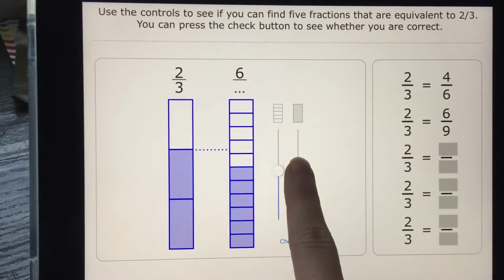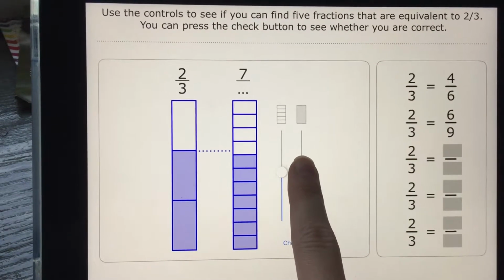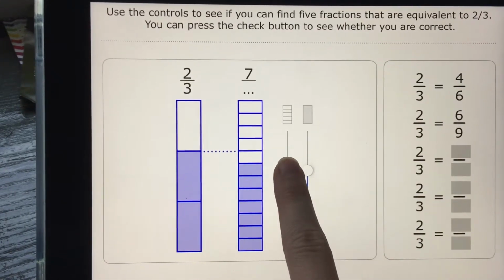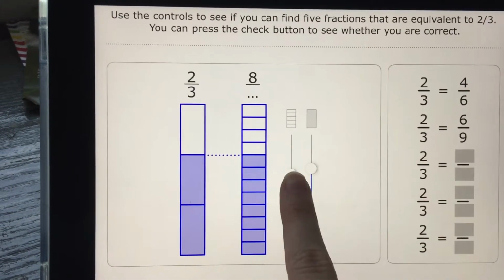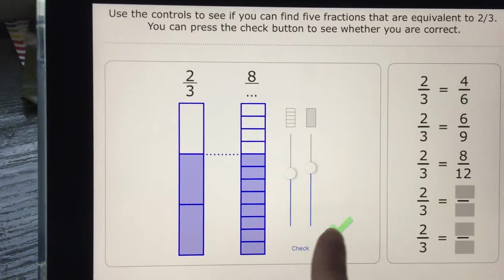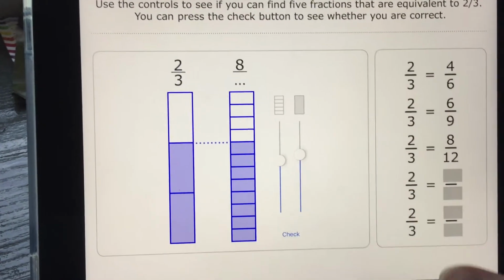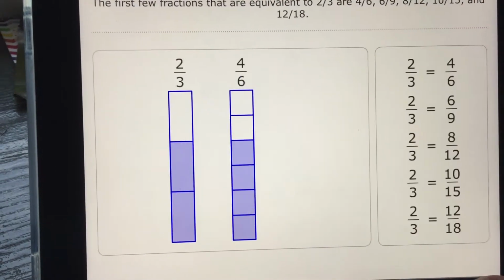Now you could see that this one is not quite enough and that's too much. So you would adjust further and say, okay, now let's check that one. Hey, 8/12 is equivalent to 2/3. You could do this for all the ones there.